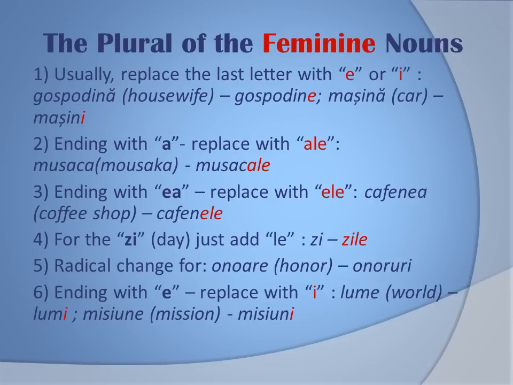How to form the plural of the feminine nouns? Well, you usually have to replace the last letter with e or with i. Let's have a couple of examples. Gospodină becomes gospodine. You can see that a from gospodină, housewife, is being replaced by e.